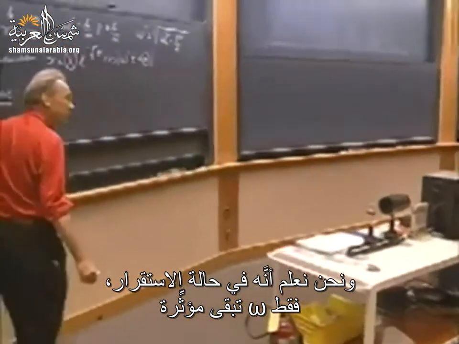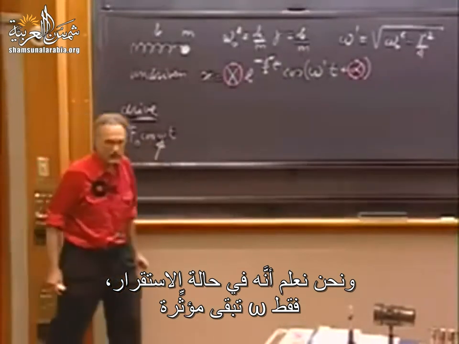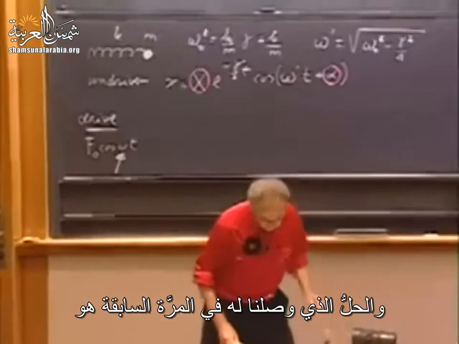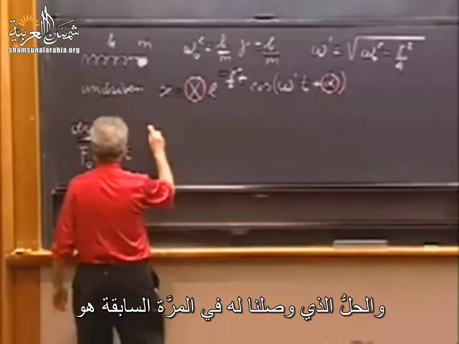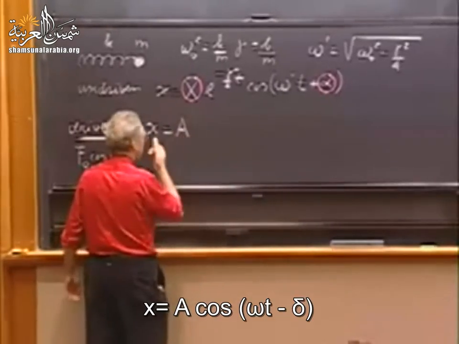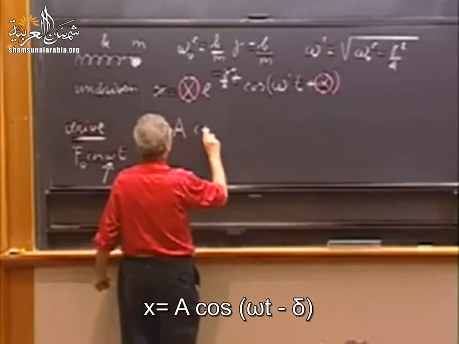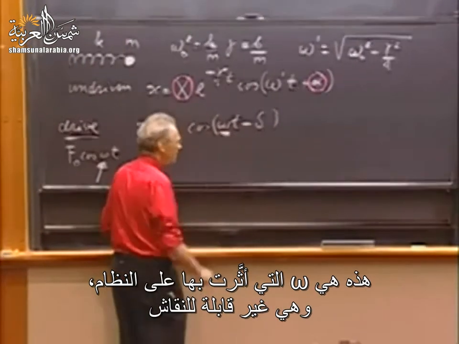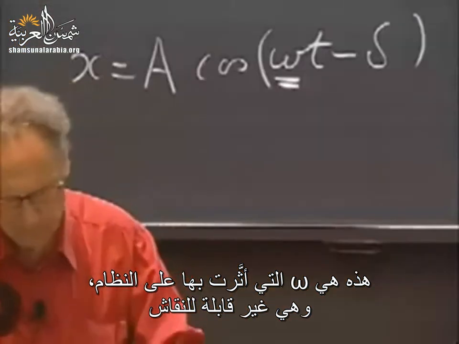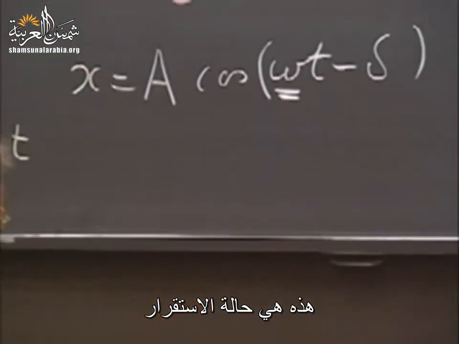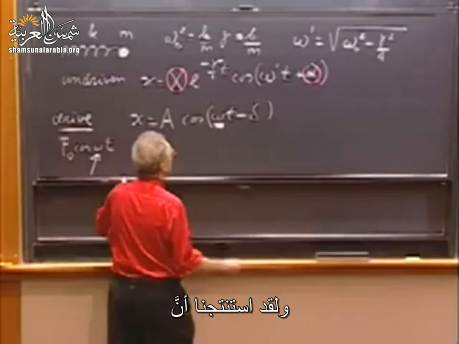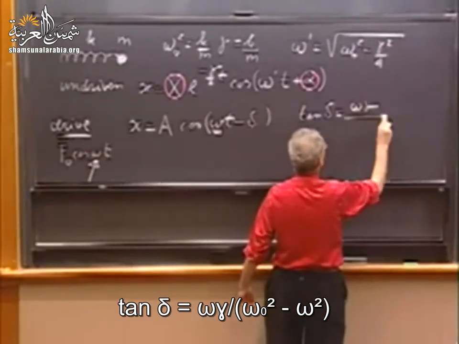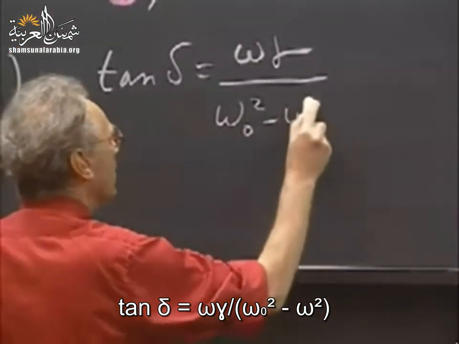And we know that in the steady state solution, only this omega survives. The solution that we derived last time is some amplitude A times the cosine of omega t minus delta. That is my omega. That is non-negotiable. This is the steady state. And we derived that the tangent of delta was omega gamma divided by omega 0 squared minus omega squared.